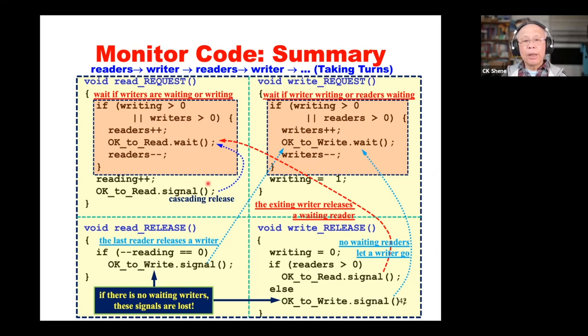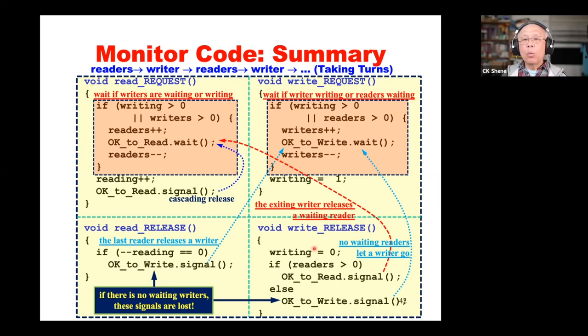So here, this signal to okay to read produces a cascading release. So here, upon exit of the last reader, let's play nice, gives the monitor to a waiting writer. The waiting writers wait here. A writer must wait if there is a writer writing or there are waiting readers.